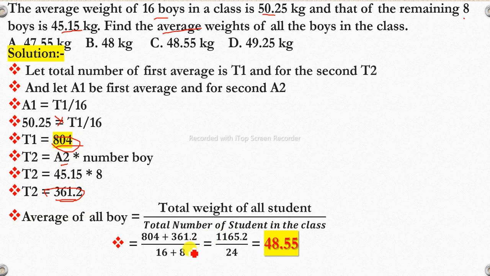We get this, and the total number of students in the class is 60 plus 8, which is equal to 24. Finally, when we divide this by 24, we get 48.55. So C is the correct answer for this question.